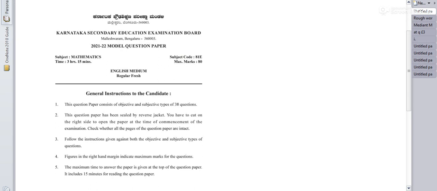So here I am with the third part of our solutions of model question paper. In the first part I explained about MCQs and 1 marks question. In the second I explained the 2 marks questions, and here I will be solving all the questions asked in the 3 mark section.